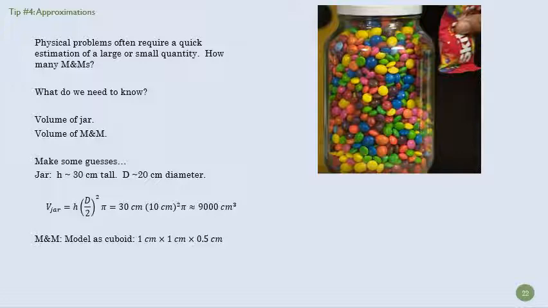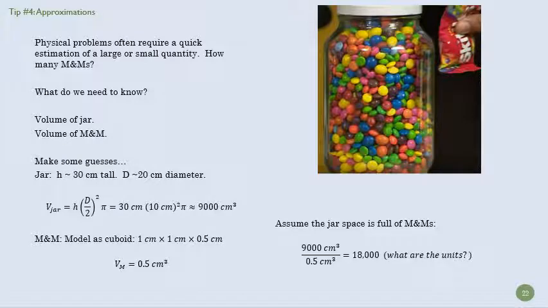It doesn't make sense to come up with a more exact answer because these numbers are approximations, right? We don't really know, is it 31 or 34 centimeters? We don't know. So any more than one significant figure here really doesn't help us. So we can then model our M&M, maybe it's a centimeter by half a centimeter. So we can find the volume of that. And then all we have to do is figure out, well, how many of these fit in there? About 18,000, okay?